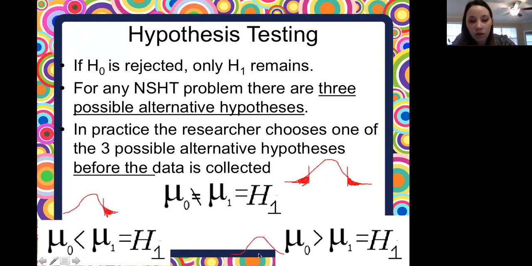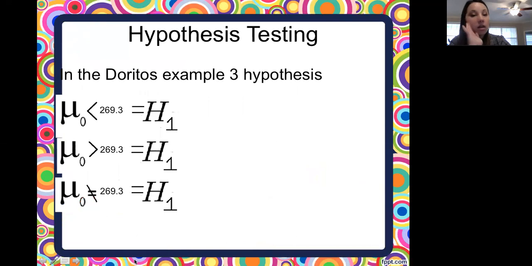So when there's not a whole lot of previous research in that area, you're going to pick the two-tailed. However, if there is some previous research in the area and you kind of know where your data might fall, you're more likely going to pick the one-tailed option. So that's that. Okay, so here is the Doritos example. Here are the three different hypotheses. Here is your one-tailed, and here is your two-tailed. So that's how that is written.